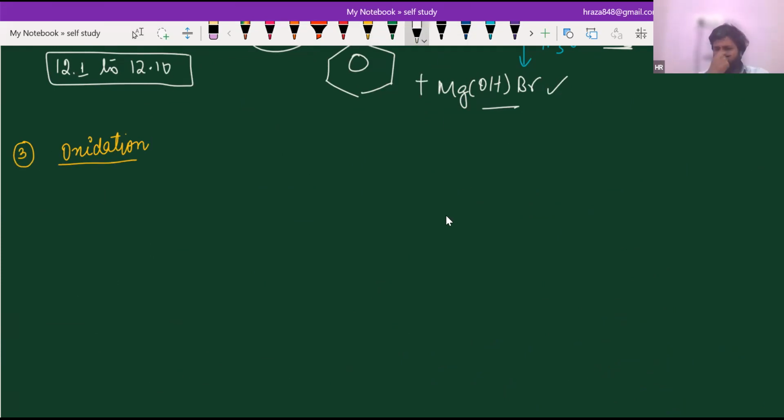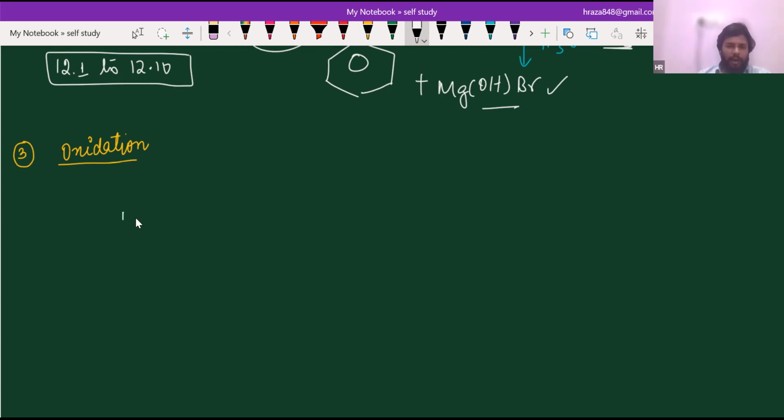So basically, as you have already studied in alcohols, phenols, ethers, primary alcohols oxidize to aldehyde, secondary alcohols oxidize to ketones, but tertiary alcohols cannot oxidize. It will be broken and then oxidized.